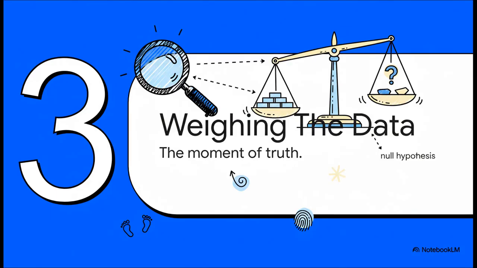Okay, we've identified our suspects, the two hypotheses. We've set the rules of evidence with our alpha level.